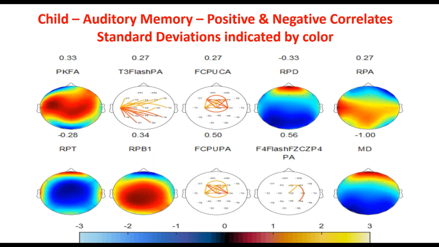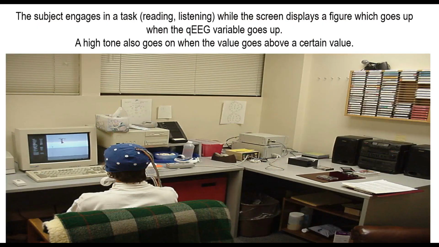This is an example of a child's auditory memory results. We color code according to whether they're below or above standard deviation values. So if you're above the norm, you get red or yellow; below, you get blue. In the standard biofeedback session, electrocaps are on the head, and the subject watches the computer screen, which reflects the value of a variable that's being addressed. Sound information is also provided for the feedback.